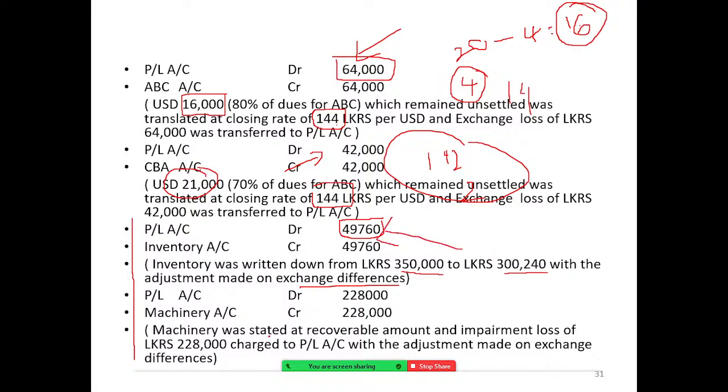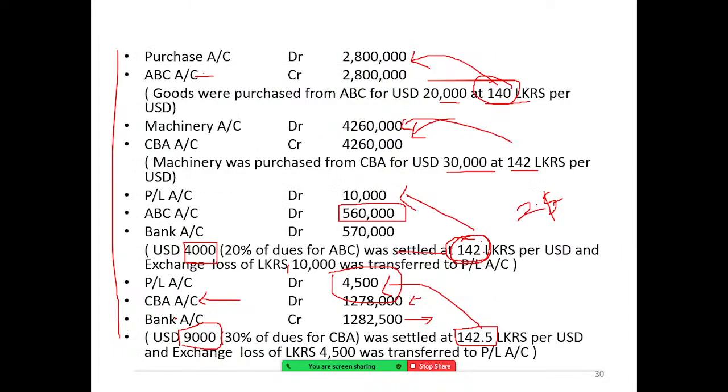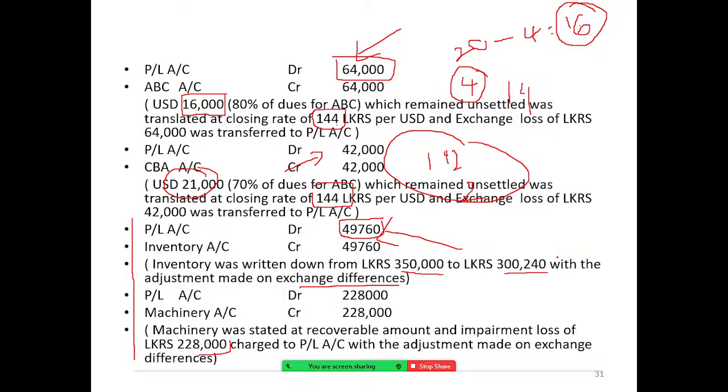And same as the machinery, right? Earlier it was 30,000, now it's become 28,000. So when they compare the fair values, comparing the fair value and the cost, the difference is also recorded in the PL account here.